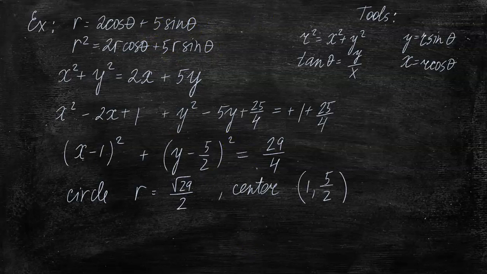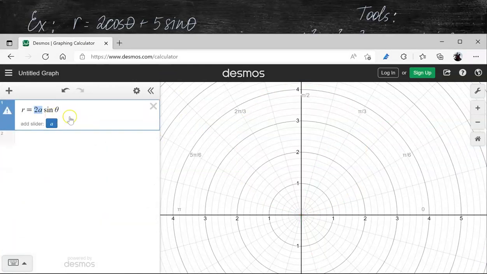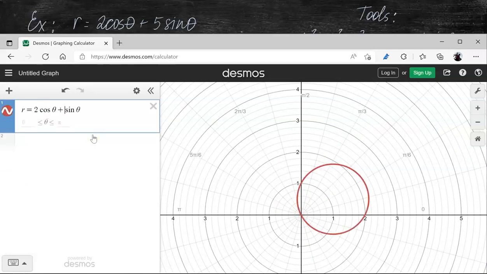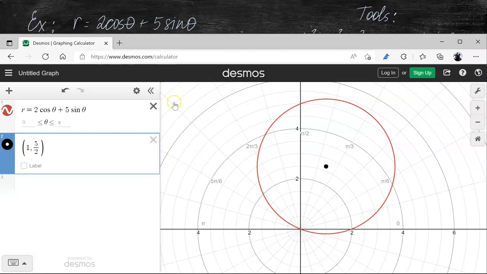So we were able to analyze the graph of this equation given to us in polar coordinates without actually going through all those input-output calculations. So let's input this in here. So we have 2 cosine theta plus 5 sine theta. And does it look like we have a circle centered at (1, 5 over 2)? Yeah, so this appears to be the center, and the radius, I would assume it's square root of 29 over 2.